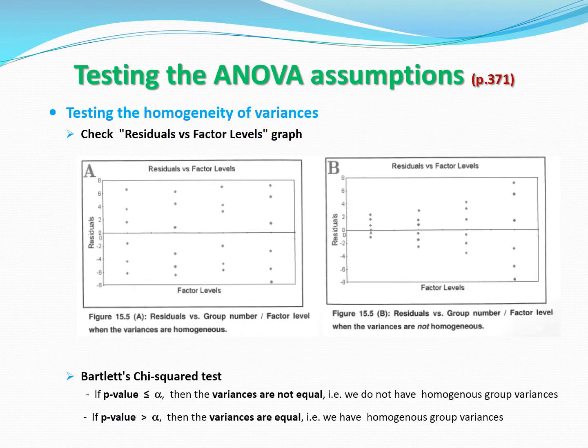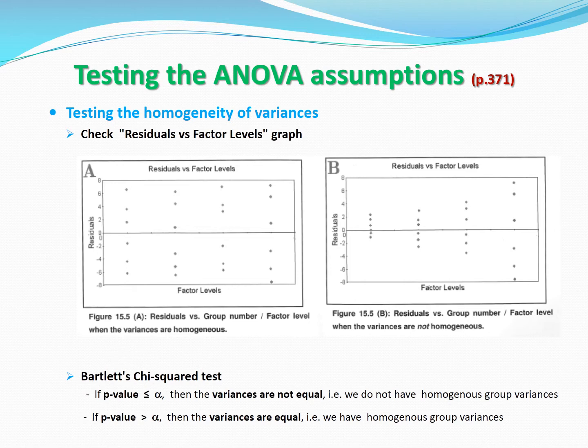In testing the homogeneity of variances assumption, we check the residuals versus factor level graph on the computer output. You should have a horizontal band appearance, so the variances should be roughly the same for the different groups in this graph, like in example A. But if there is a pattern where the variances fan out or funnel in, like for instance in graph B, then this assumption will not be met.